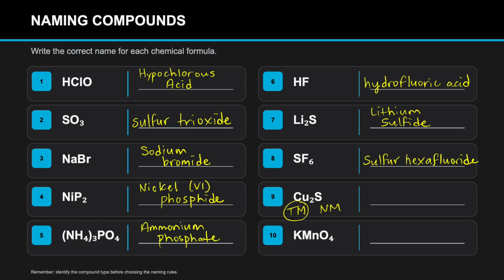So sulfur is in group 16, which means it needs 2 electrons. It's going to have a -2 charge, which means our overall charge for the cation side is +2. However, there are 2 coppers. So each copper has a +1 charge. So when we write out the name of this, our Roman numeral will be a 1. So this would be copper 1 sulfide.